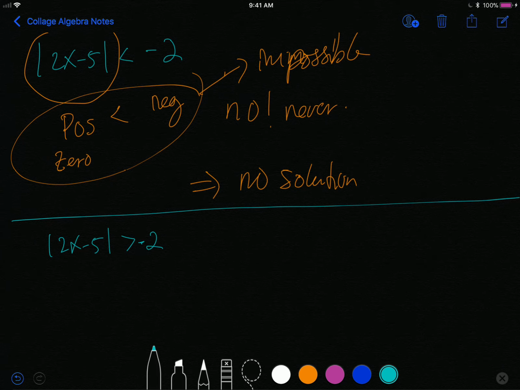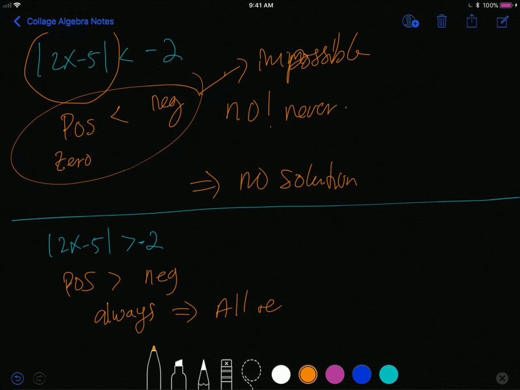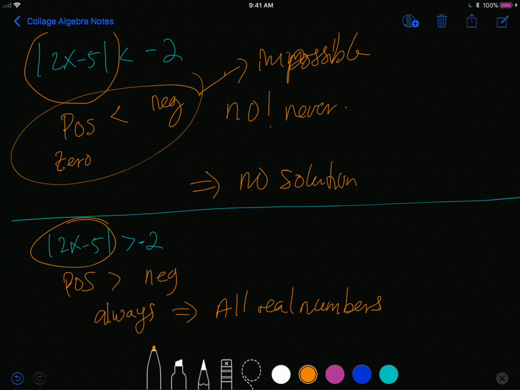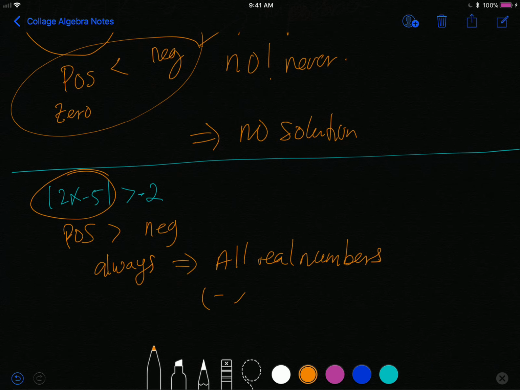This is always positive, and this is negative. A positive number is always greater than a negative number. And so therefore the solution to this right here will be all real numbers. It does not matter what number you plug into this equation, the answer you get will definitely be larger than negative 2. And so you can write it as negative infinity to infinity if you prefer.